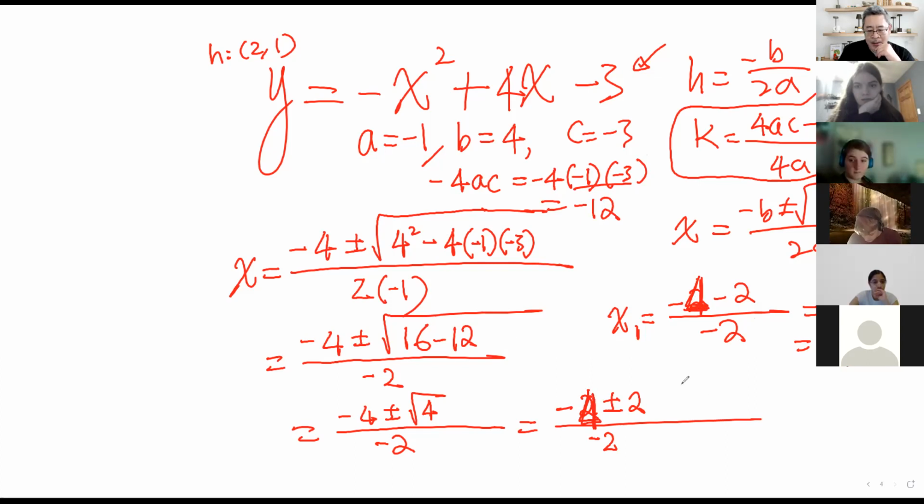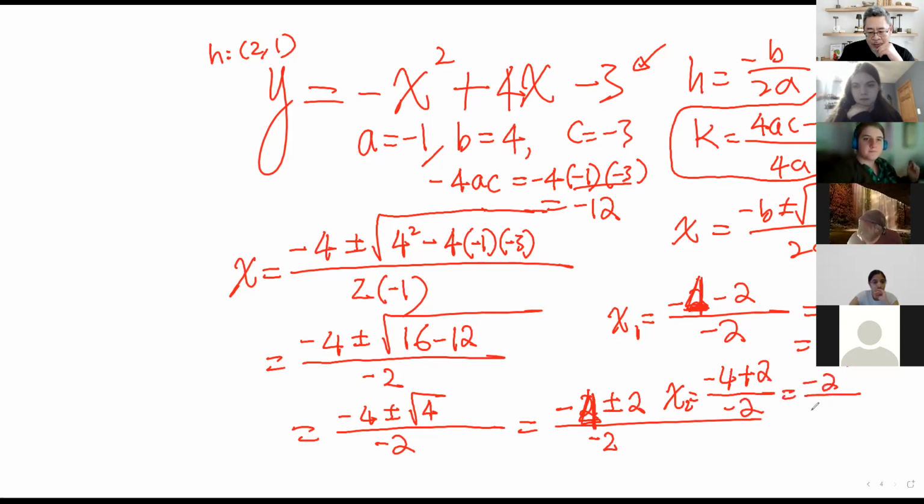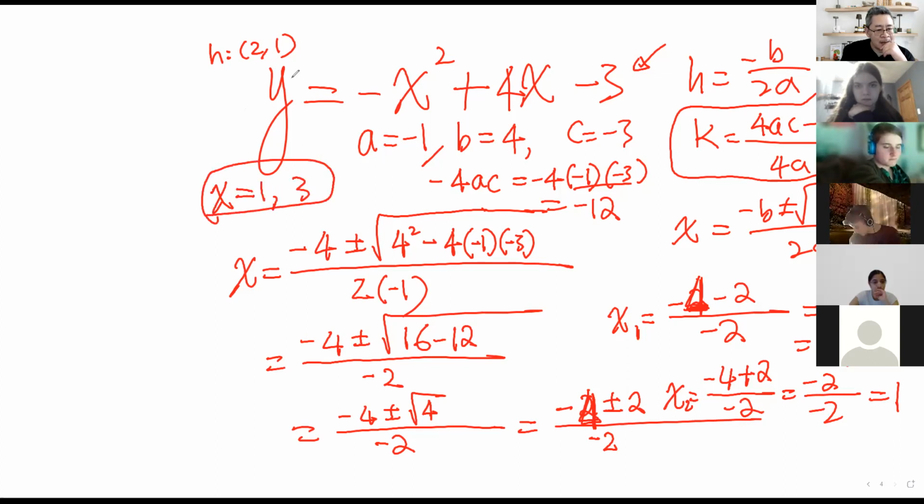Negative 6 over negative 2 gives us 3. You can see it's easy to make silly mistakes. Then we got negative 4 plus 2 over negative 2, which gives us negative 2 over negative 2, which is 1. So our x-intercepts are 1 and 3, so x is 1 and 3. And our y-intercept is negative 3. Any questions here?